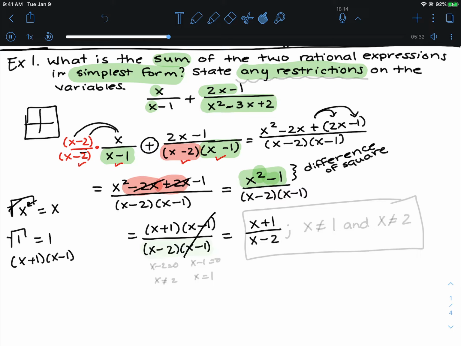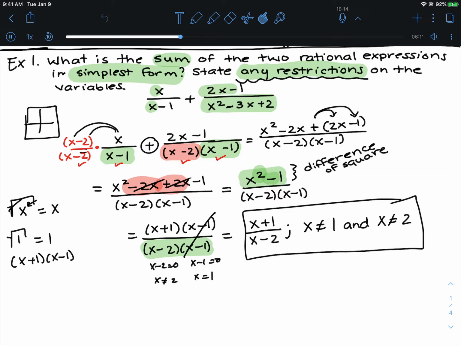Okay, now don't forget about the second part of this question. It says state any restrictions on the variables, where x cannot equal 1 and x cannot equal 2. Remember, you got to get it from the original one, which would be this right here, the x minus 2, x minus 1. You equal those to 0. X minus 2 equal to 0. X minus 1 equal to 0. That means that x cannot equal 2 and x cannot equal 1. And so then right here, all of this would be your final answer.